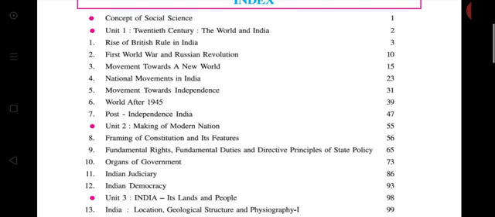First, history part, chapter number 1, rise of British rule in India. Chapter number 2, First World War and Russian Revolution. And chapter number 7, post independence India. These three chapters we have done before a month or 1.5 months.